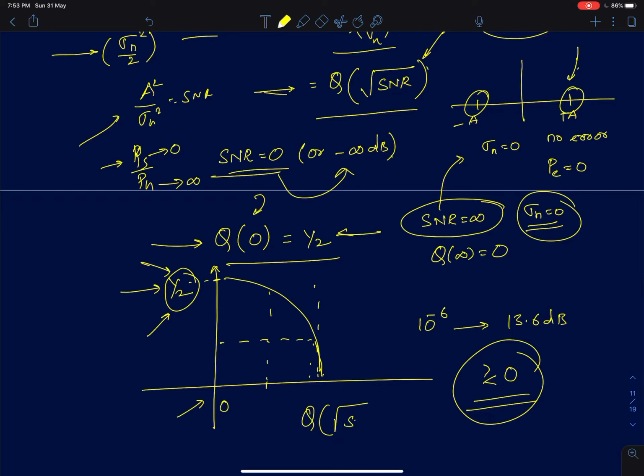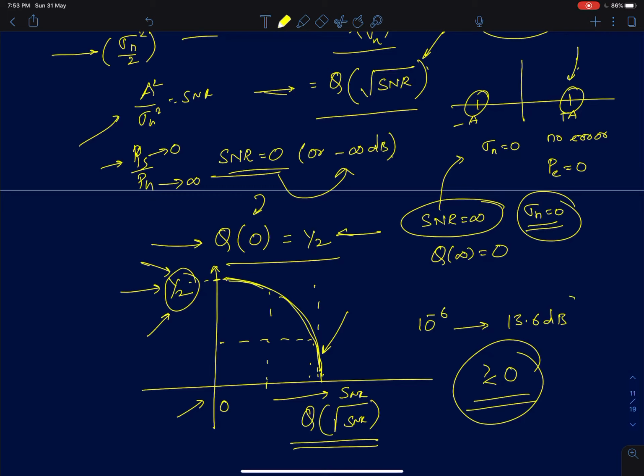Q of root SNR. So as you plot it as a function of SNR, the Q function is an exponentially decaying function. It's a tail probability function. As you increase x, the value of Q will decay significantly. So the curve will look like a waterfall curve. Initially it will be a little bit slow, but as SNR increases, it will be a very sharp fall, and it will go to 0. Bit error rate will go to 0 for large values of SNR.